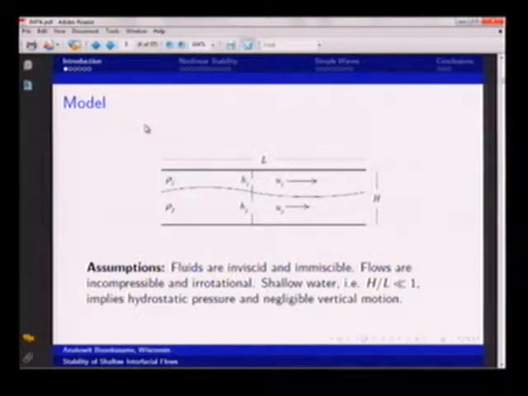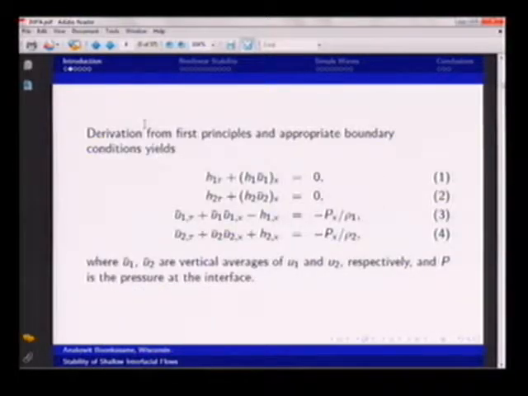I'm going to assume that the separation of the walls is much less than the length scale of the internal waves. As a result of this assumption, I have hydrostatic pressure, and I can ignore the vertical motion of the fluid. Okay? I'm not going to make the Boussinesq approximation here. All right.